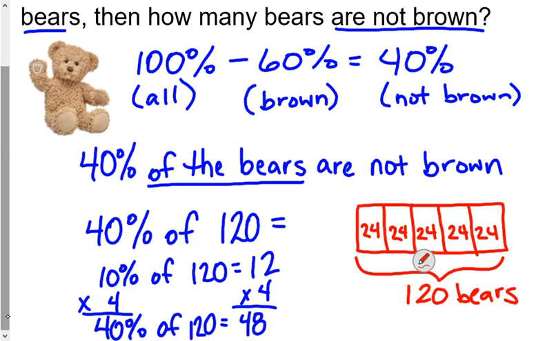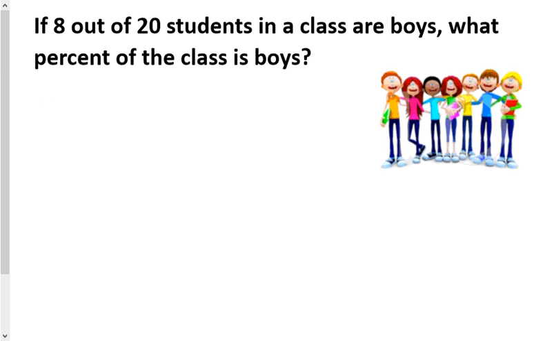And 60%, which would be 3 parts of it, would be brown. And then 40%, which would be 2 parts of it, would be not brown. So 24 plus 24, or 24 times 2, is 48. So 48 bears are not brown. That would be another way that I could solve that problem. All right, let's look at one more.